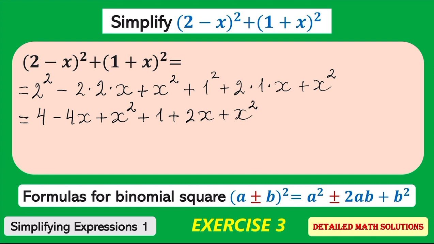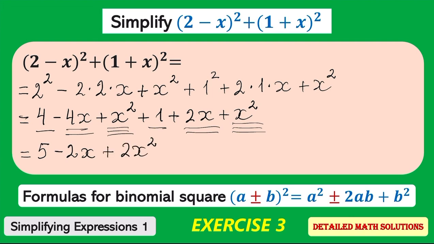And lastly, I need to add all like terms. Like terms are 4 and 1, negative 4x and 2x, and finally x squared and x squared. 4 and 1 makes 5. Negative 4x plus 2x is negative 2x, plus 2x squared.